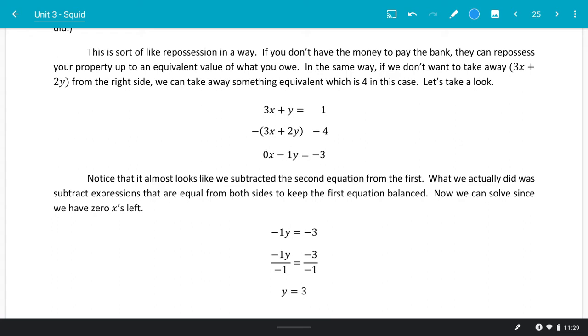If you don't have the money to pay the bank, they can repossess your property up to an equivalent value of what you owe. There's a real life lesson for you. Make sure you have it, because they'll take your stuff from you. In the same way, we don't want to take away 3x plus 2y from the right side. We can take away something equivalent, which is 4 in this case. So let's take a look.